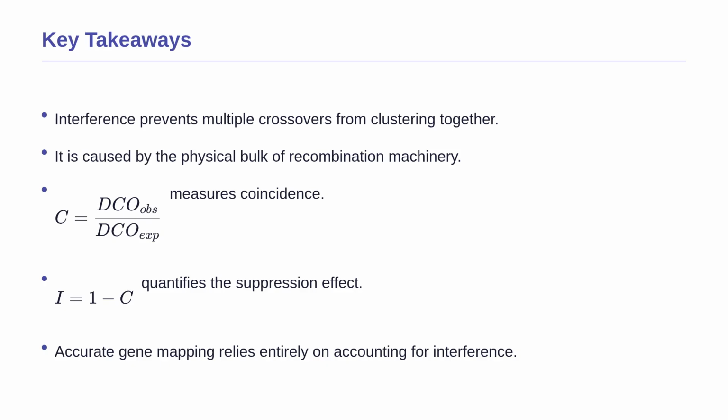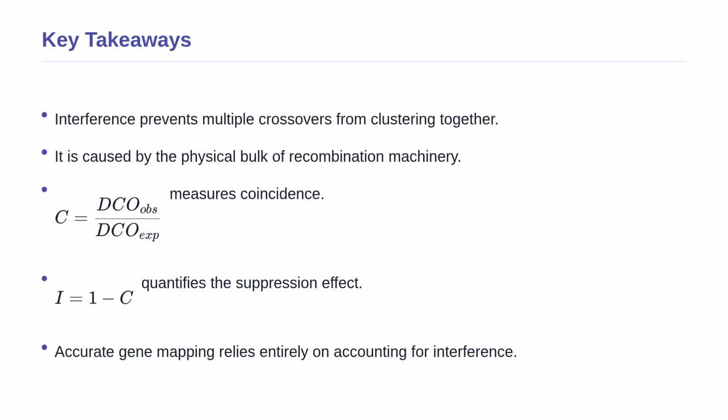We have covered a lot of ground today, so let us summarize the most important ideas. First, interference is a vital biological safeguard that prevents multiple genetic crossovers from happening too close to one another on a chromosome. Second, this happens because the physical machinery required for crossing over is bulky and creates a suppression zone.